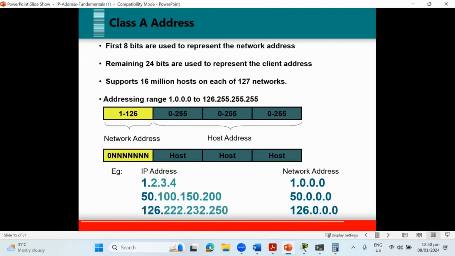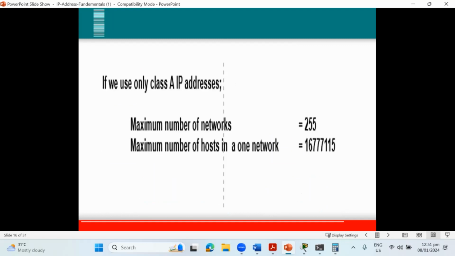So this is what we covered earlier. In class A, the first 8 bits are used to represent the network address. The remaining 24 bits are for hosts, so 16 million hosts, and 127 is reserved. The first range is 1 to 126, and the rest can be 0 to 255. The first part is for the network and the rest is for the host. Notice 1.2.3.4: the network is 1, or 50, or 126. So the first octet is always the network. Maximum host per network is 16 million.